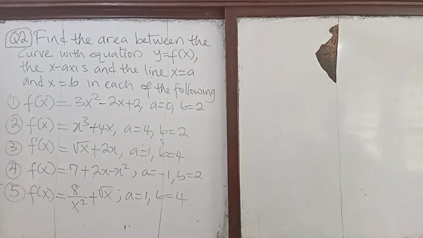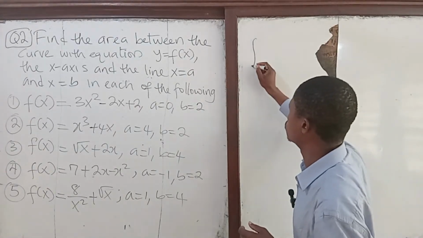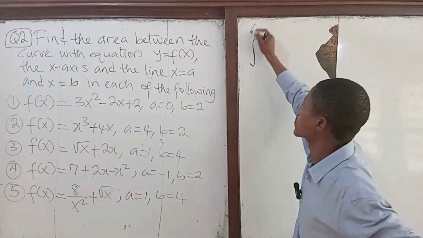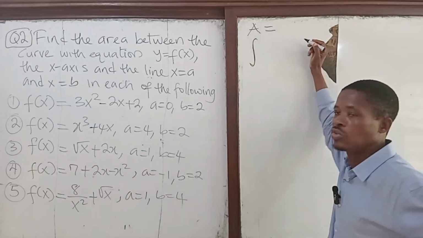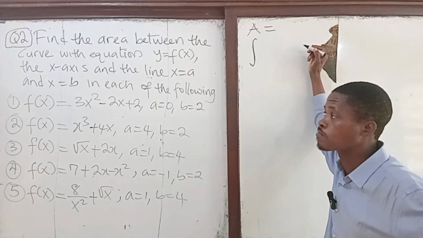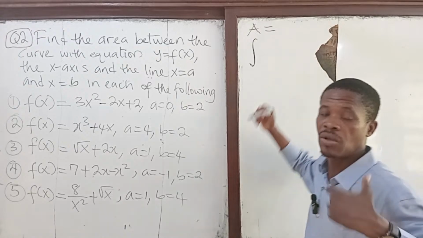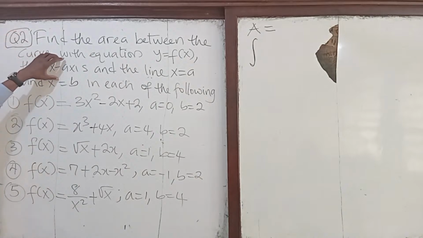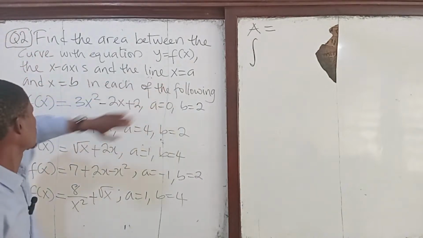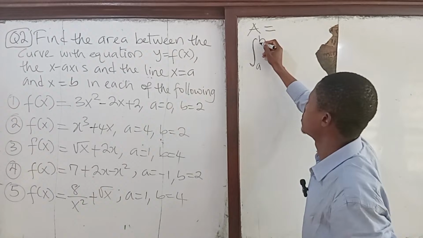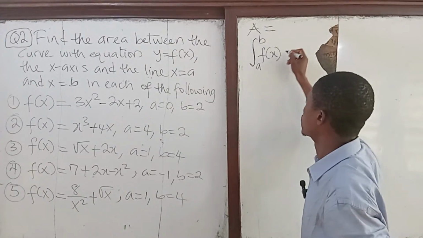The f of x, we know that, and don't forget, when you want to find area, we use integral to find the area of an equation. We can use integration to find the area between the curve and the lines x equal to a and x equal to b. So the line is starting from a onto b, and your function is f of x, dx.